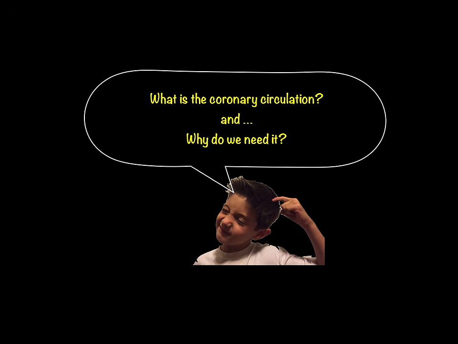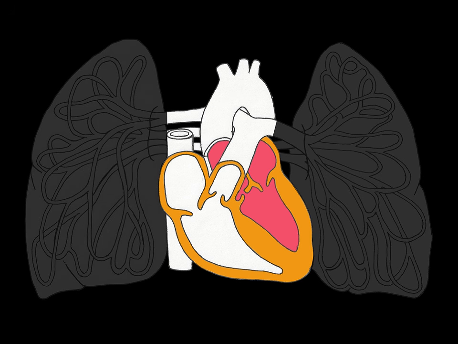Let's now talk about coronary circulation. So, what is the coronary circulation and why do we need it? Here's this coronal section of the heart. There's oxygen in the left ventricle, and there's myocardium. We would think that oxygen could just diffuse and supply this myocardium, but it doesn't work that way because the blood is moving too fast at too high of pressure.